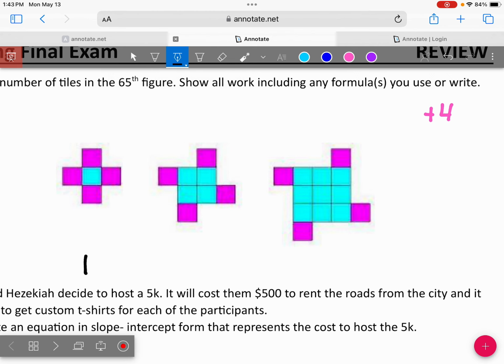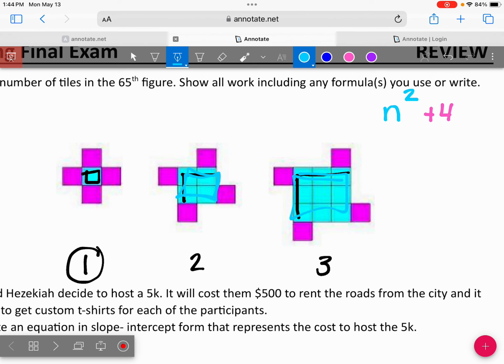If this is figure 1, and this is figure 2, and this is figure 3, and squared. This is 1 square. This is 2 by 2. This is 3 by 3. So whatever it is, I can take the length of that side and call it our n, so that number squared. This one is 3 squared. This one is 2 squared. This one is 1 squared.